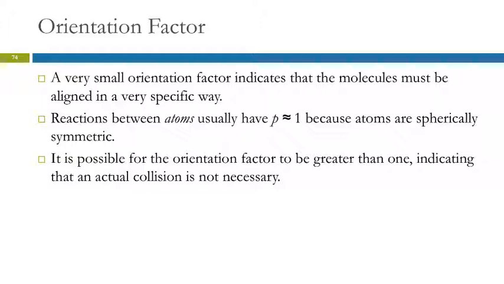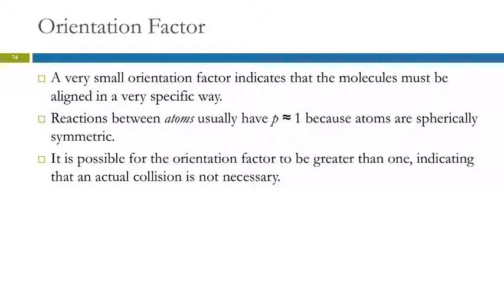Some collisions are very particular about orientation, others are not. If you have an interaction between two atoms, then the orientation factor is usually approximately 1, because atoms are spherical, they're three-dimensionally symmetric, and so you can't hit the wrong side of an atom, right? They're all the same. So for two atoms colliding, the orientation factor is going to be 1. But the more complicated the molecule gets, probably the lower the orientation factor gets.